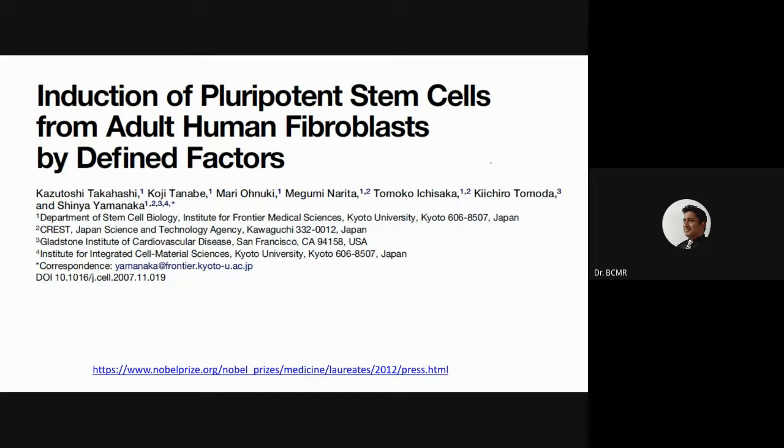So here is a paper, Induction of Pluripotent Stem Cells from Adult Human Fibroblasts by Defined Factors. It's a nice paper, from the lab of Yamanaka in Japan, and he won the Nobel Prize in 2012. This is a good paper, and there are many other associated papers, of course. So this work has done something, and there is one more paper.